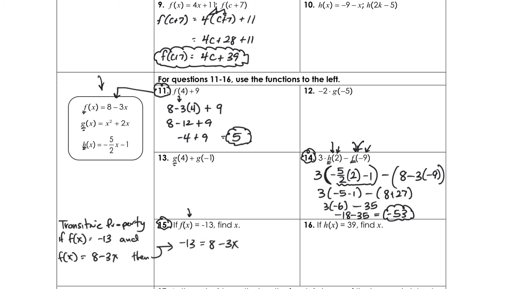then what has to be true is negative 13 has to be equal to 8 minus 3x. And now, essentially, you've created an equation, which now you can do the task of finding x. It's a two-step equation, so I subtract 8 from both sides. I get negative 21 is equal to negative 3x. Do my inverse operation, divide by negative 3, divide by negative 3, and I get a value of x equaling 7.